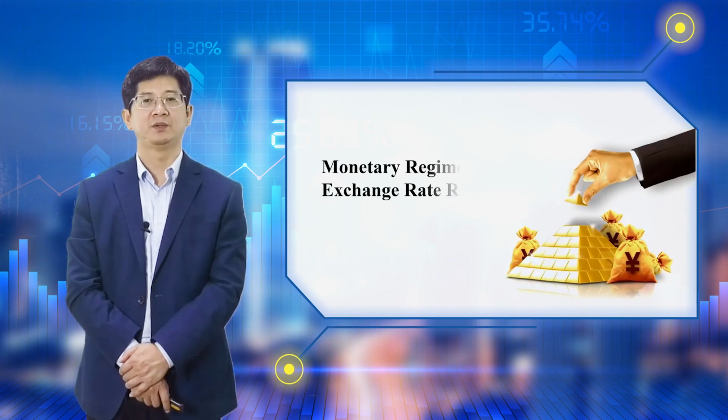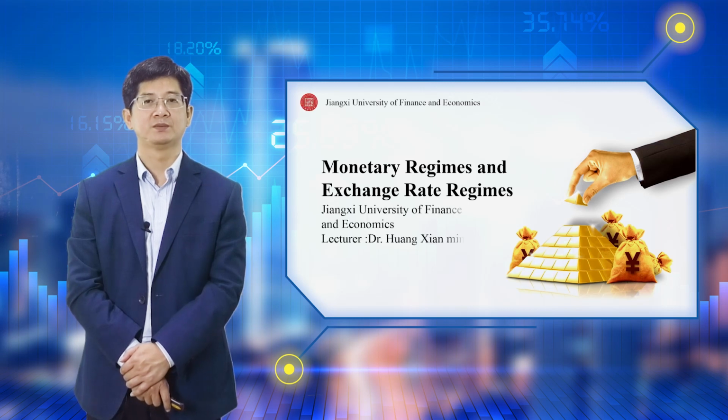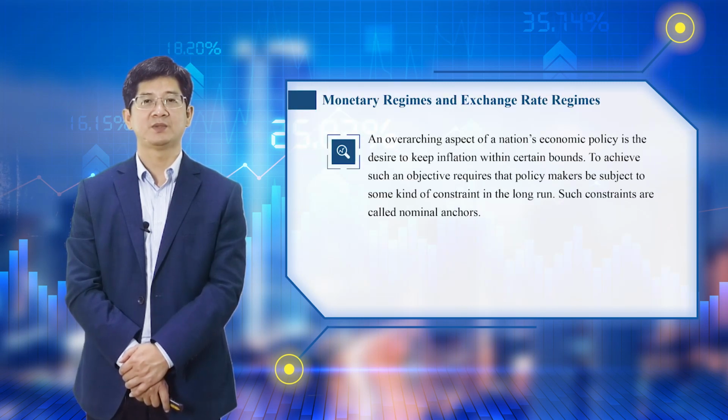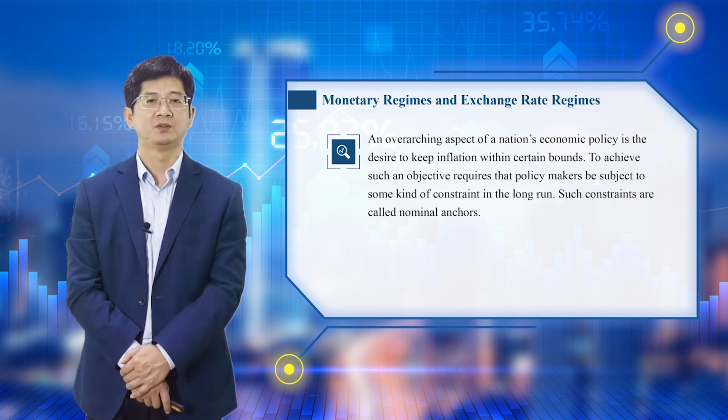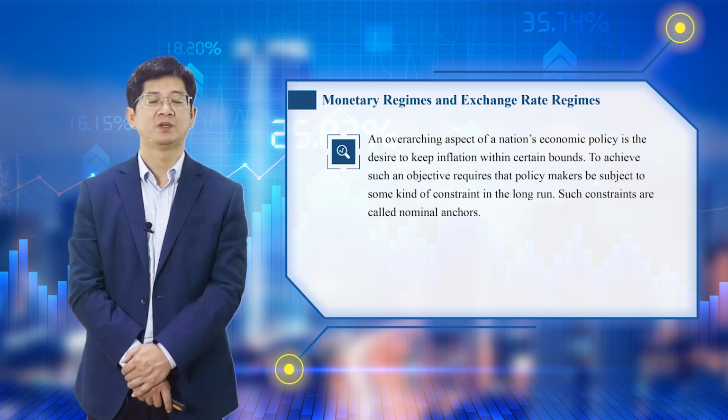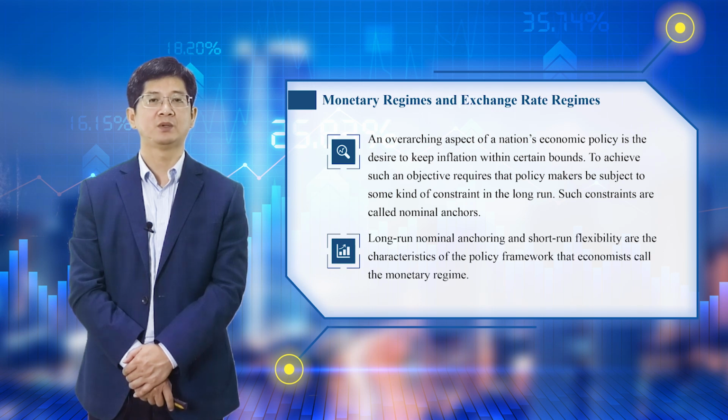Let's discuss monetary layers and exchange rate layers. An overarching aspect of a nation's economic policy is the desire to keep inflation within certain bounds. To achieve such an objective requires that policymakers be subject to some kind of constraint in the long run. Such constraints are called nominal anchors. Long-run nominal anchoring and short-run flexibility are the characteristics of the policy framework that economists call the monetary layer.